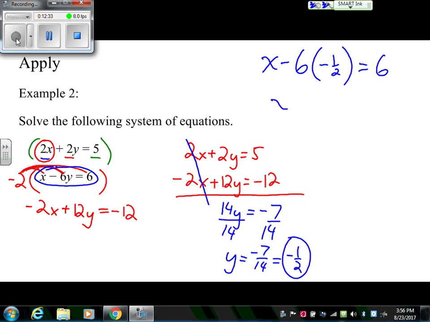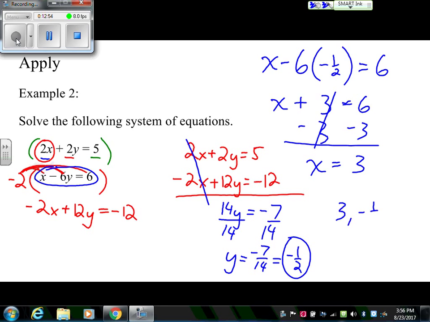So I have x now minus negative 6 times negative 1/2. Well, half of 6 is 3, and a negative times a negative becomes a positive. So I'd have x plus 3 equals 6. Subtract 3 from both sides. These cancel out, and x is equal to 3. So our final ordered pair is 3 comma negative 1/2.